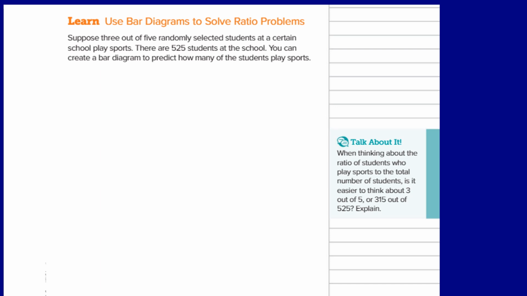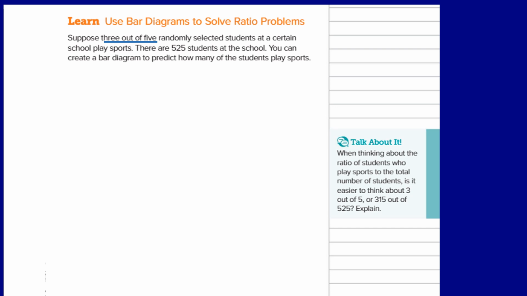So this one is talking about bar diagrams. It says, suppose 3 out of 5 randomly selected students at a certain school play sports. There are 525 students at the school. You can create a bar diagram to predict how many of the students play sports. So the bar diagrams are all those illustrations that they're showing you that I'm covering up, because in my opinion, all of those bars are going to confuse you more than anything.